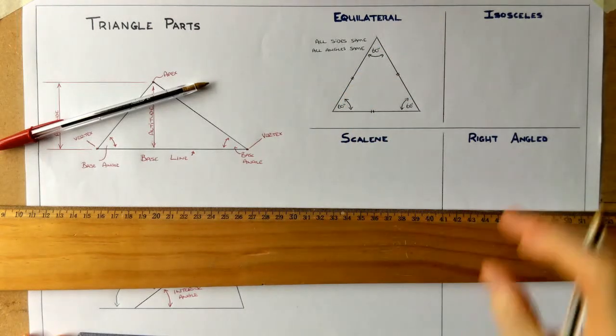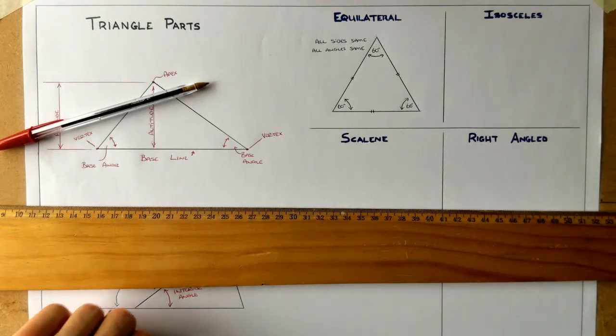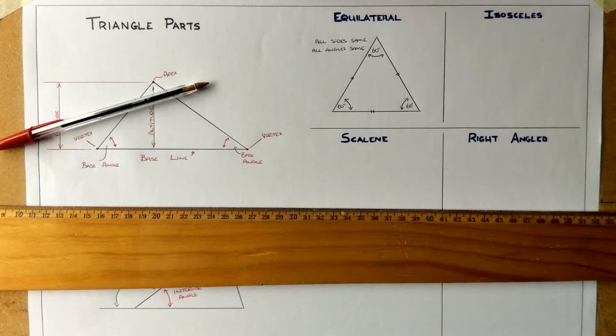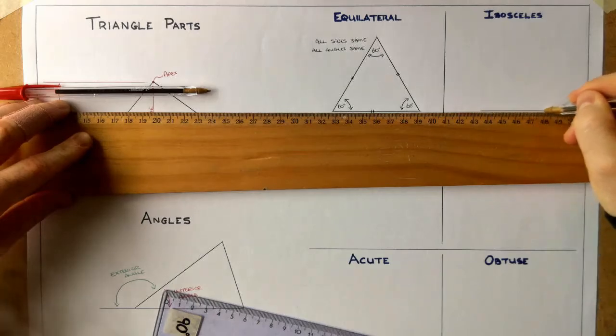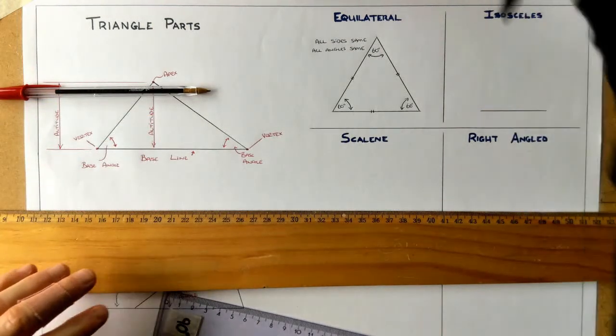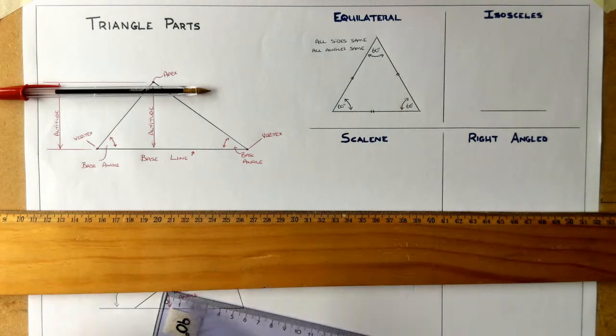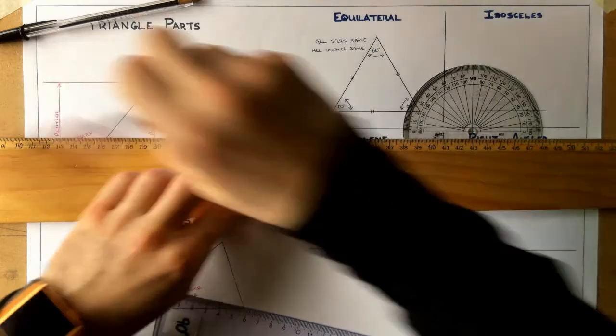Now, an isosceles is slightly different in that two sides are the same length and 2 angles are the same. So in this case, I'm actually going to just do a very quick one down here. I'm going to do a baseline, kind of like that, a little bit slimmer, okay? And what I'm actually going to do is I'm going to use my protractor. And I'm going to set it up at a 70 degree angle.